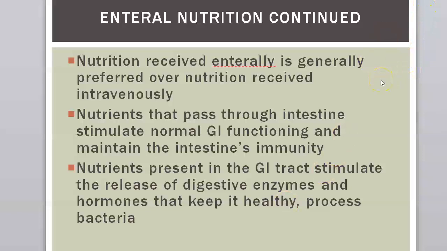Nutrients that pass through the intestine stimulate normal GI functioning, and they also maintain the intestine's immunity. Nutrients present in the GI tract stimulate the release of digestive enzymes and hormones that keep it healthy, and they also process bacteria as well. So that's why it's a better route than just continuing to give someone IV fluids, especially when we know it's going to be a period of time before they can eat adequately like you and I normally do.